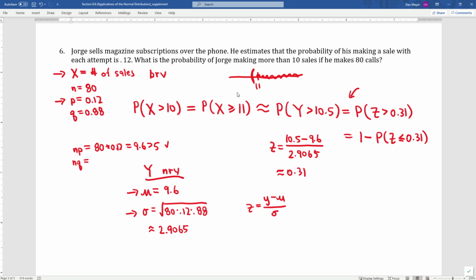So that would be the complement strategy, and you could look up this probability on your table and subtract it from 1, or if you're using symmetry, this would be the probability that z is less than negative 0.31. We can take our probability here and flip the inequality, and also flip the sign on the z-score. I'm really starting to like that strategy over the complement strategy. Regardless of which strategy you employ for the greater than problem, you should end up with a final probability of 0.3783.